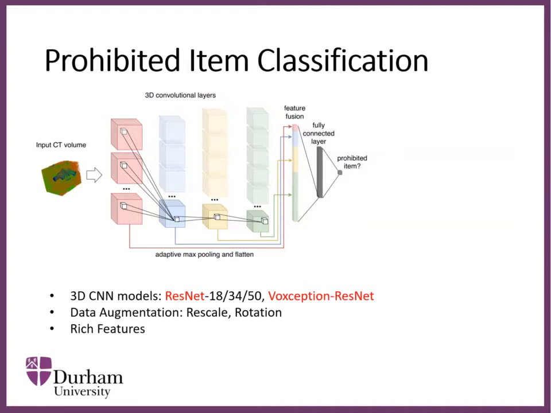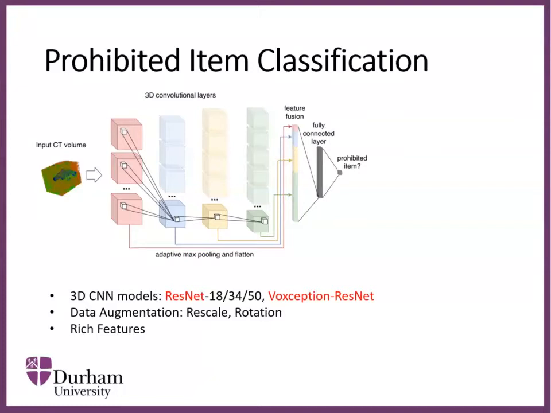Let's first focus on the classification problem. We use 3D CNN models, which take an isolated CT subvolume as the input, and output the probability of the input containing prohibited items or not. We consider different 3D CNN architectures, including ResNet 18, ResNet 34, ResNet 50, and Voxception ResNet, which is a combination of inception-style layers and skip connections.